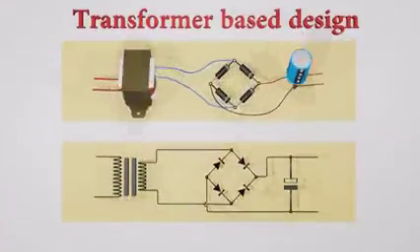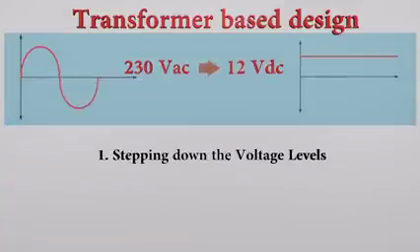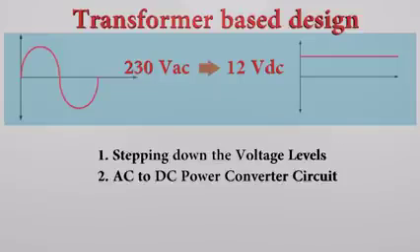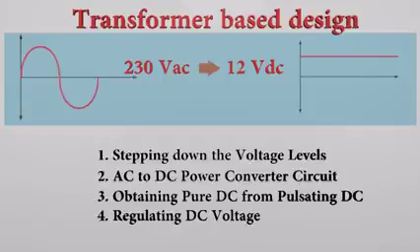Let's discuss how to convert 230 V AC into the desired DC value. In this video, we are describing a traditional transformer-based design. For ease of understanding, let's say we are going to convert 230 V AC into 12 V DC. It consists of 4 simple steps. 1. Stepping down the voltage levels. 2. AC to DC power converter circuit. 3. Obtaining pure DC from pulsating DC. 4. Regulating DC voltage. Let's discuss them one by one.